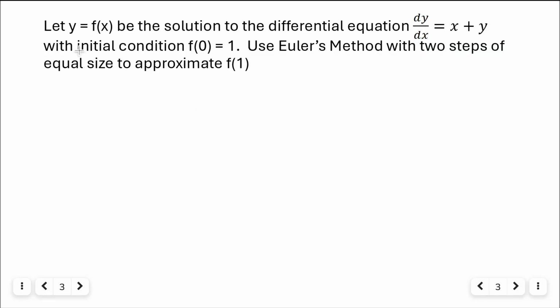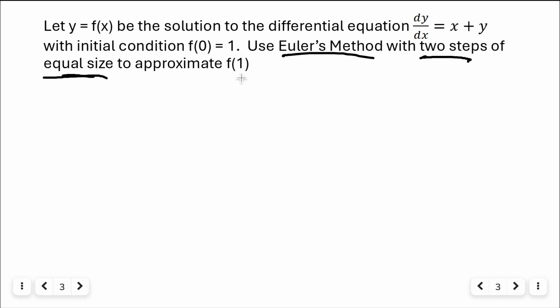So let's let y equal f(x) be the solution to a differential equation, dy/dx equals x plus y, with a given initial condition f(0) is equal to 1. I want you to use Euler's method, 2 steps of equal size, to approximate f(1). So if I tell you I want you to use Euler's method, then I have to tell you 99 times out of 100 how many steps you're going to take, and that more than likely they'll be of equal size. They don't have to be, but most of the time they will be. And I want you to approximate f(1).